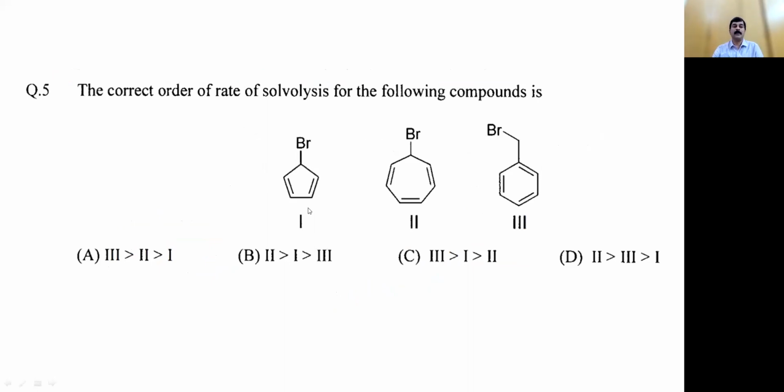Solvolysis means think of the positively charged species, plus anti-aromatic, plus aromatic, plus benzyl. So you'll get tropylium; you remove this Br and assume the tropylium cation. So 2 is more stable, then 3, then 1. So 2, 3, 1.